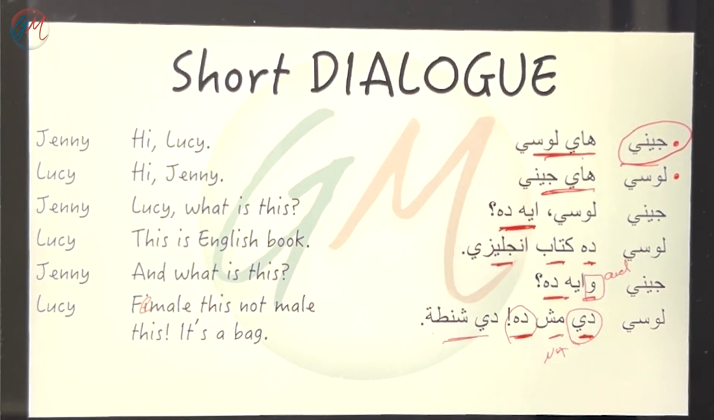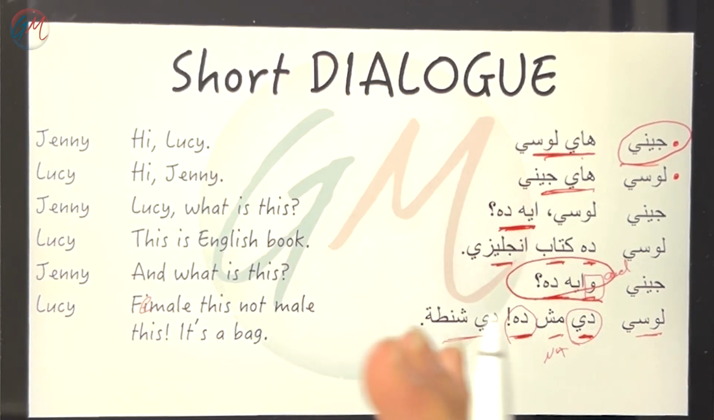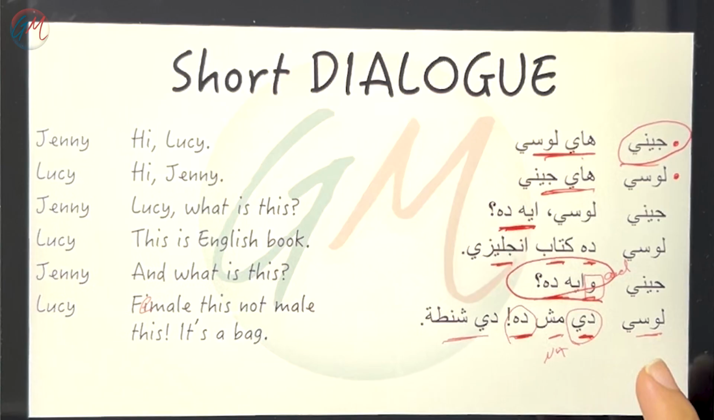So I wanna tell you, whenever you're using this question, don't stress yourself about should I use ida, idi, what if I got it wrong? It doesn't matter. Even though you asked the wrong question, as Jenny did here, she asked it with the male version, even though the subject is a female, a bag. But still, Lucy corrected her naturally and then gave her the answer. So don't stress yourself. Just ask whatever you have in mind, and the other person would correct you and help you to get the right form of it.